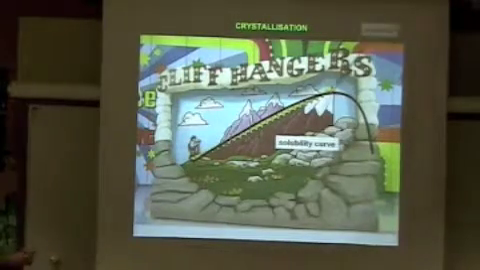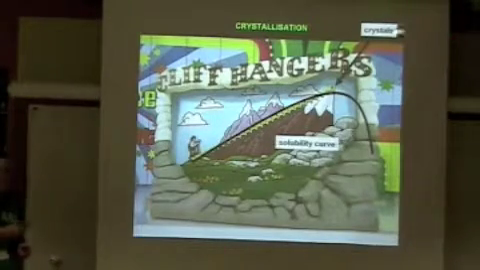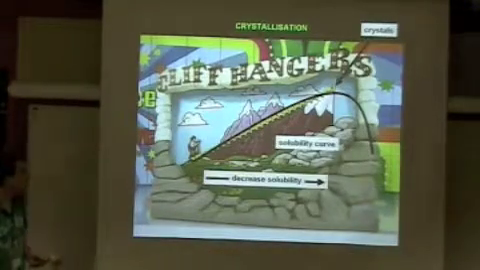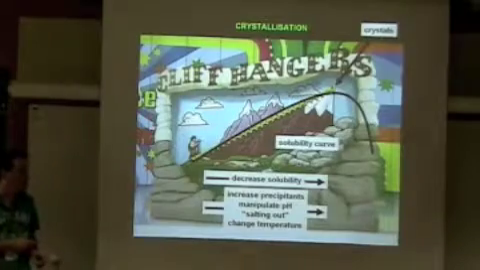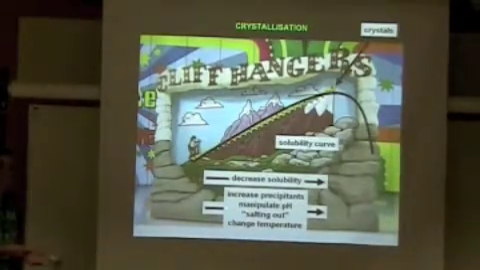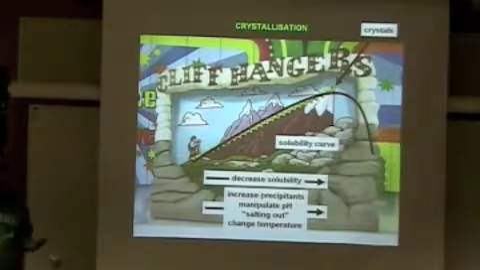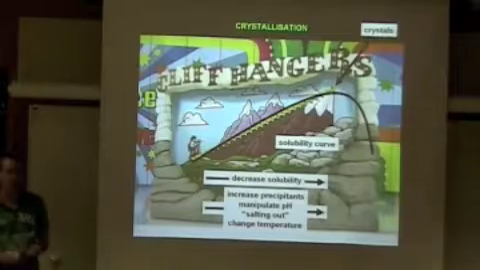And we have a number of properties which help us achieve this point of crystallisation at the top of the mountain. These properties are things which usually affect solubility. And they're things like we can decrease the solubility of the protein by increasing precipitants, by manipulating pH, by salting out, by changing temperature, and by manipulating things like detergents and lipids.